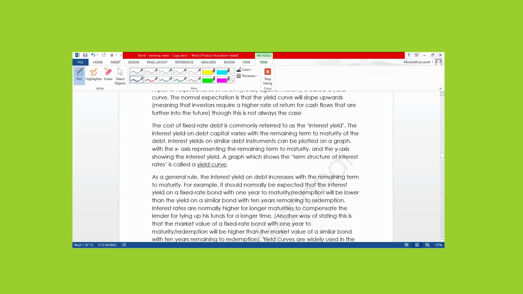Note, the government spot yield curve can only be used to value government bonds.